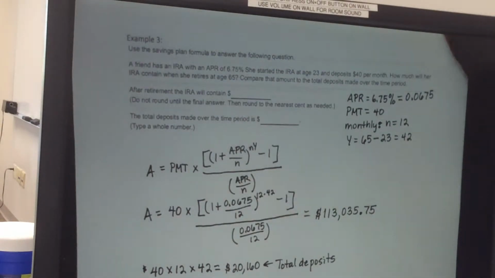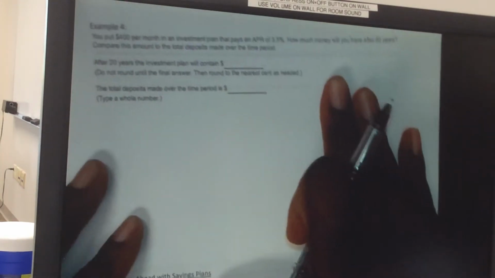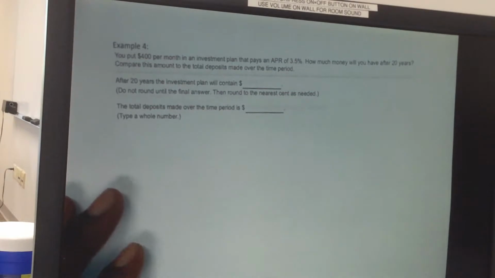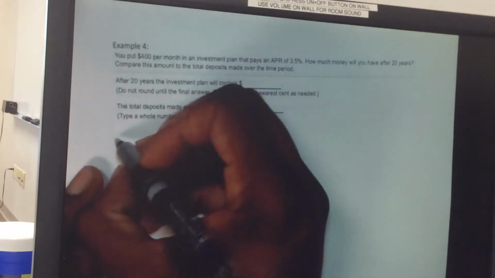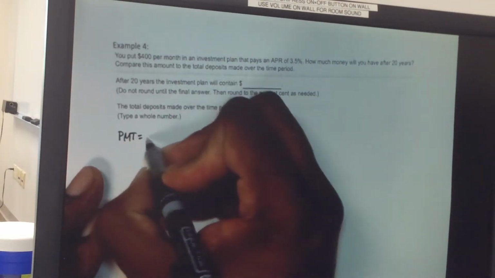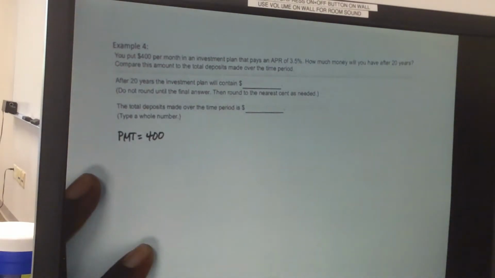Okay. All right, now let's look at one more of these. You put $400 per month in an investment plan that pays an APR of 3.5%. How much money will you have after 20 years? Okay? $400 per month, that's the payment. And the APR is 3.5%.